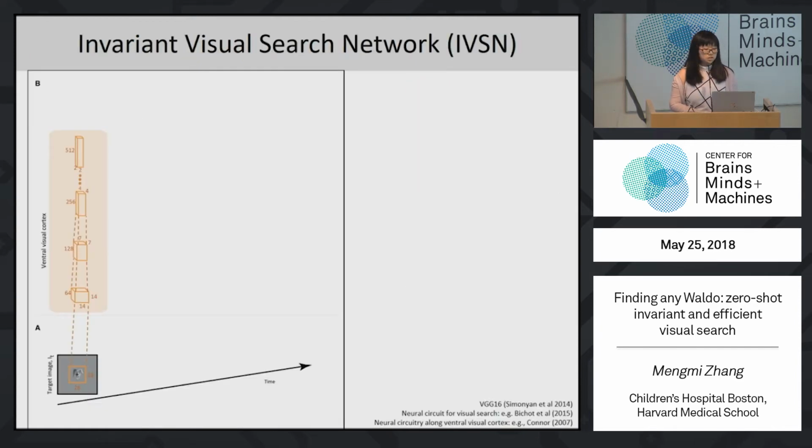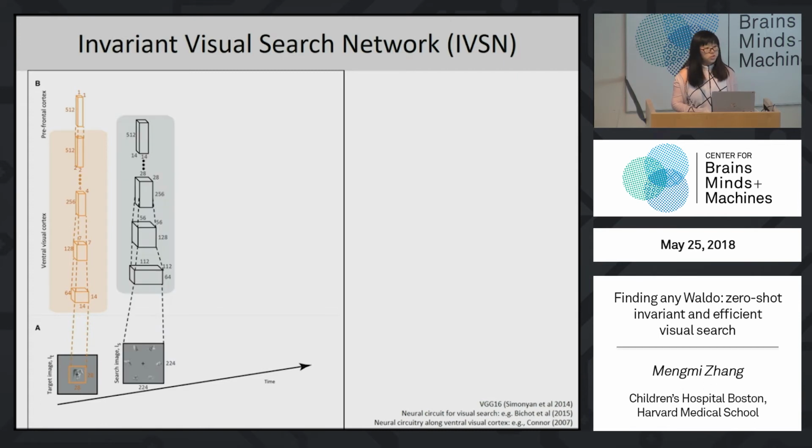Next, we presented a biologically plausible computational model for invariant visual search. Same as the psychophysics experiment, the model is first presented with a target, and then the ventral pathway, a 2D convolutional neural network, extracts the feature maps of the target and stores them in the prefrontal cortex. Next, the model is presented with a search image, and we use exactly the same network in the ventral pathway to extract the feature maps of the search image.